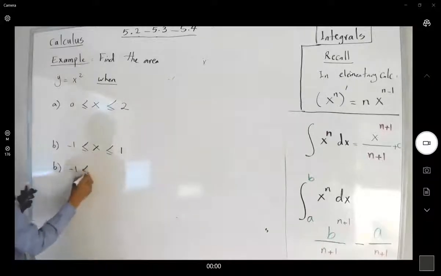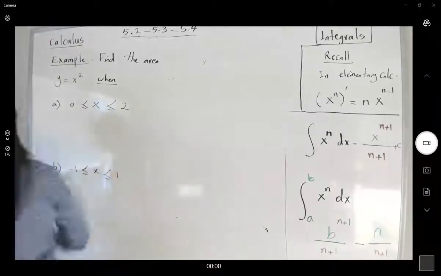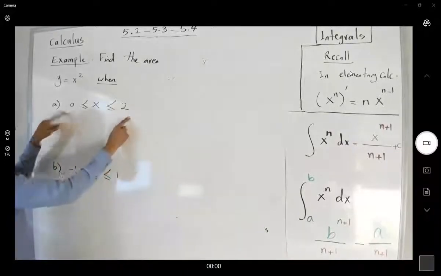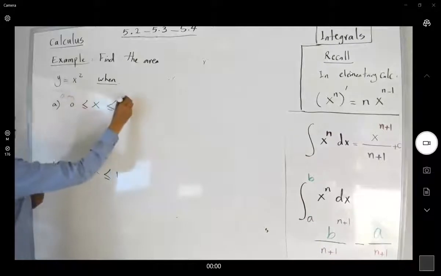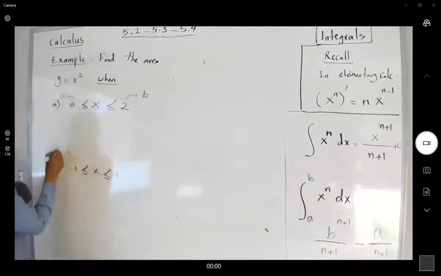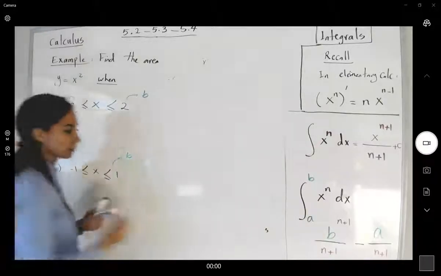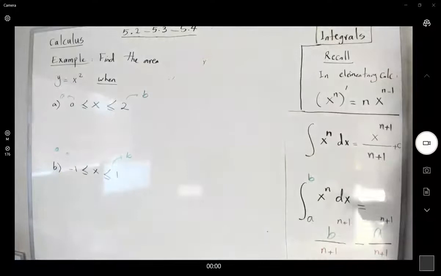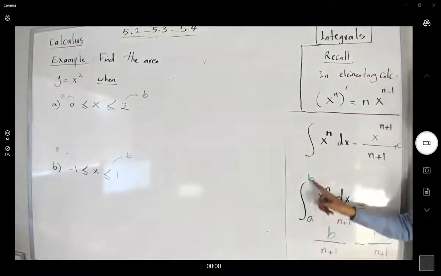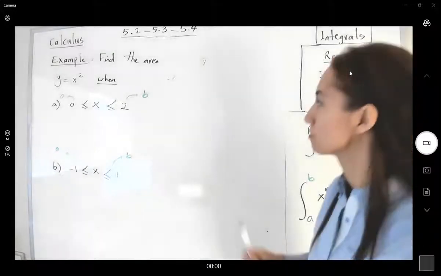So let me just move this a little bit here. It doesn't matter if you have positive numbers or negative numbers. We have a lower bound and an upper bound, so this is our A and this is our B. In both cases, the antiderivatives are going to be the same. So we're going to follow the same formula, but in calculating the area, we need to make sure we substitute the correct lower limit and upper limit into the formula that we have.